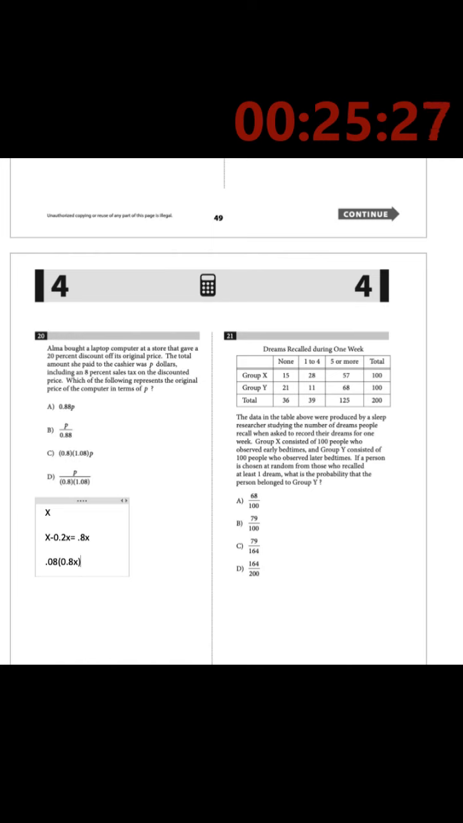And Alman paid the cashier the sum of the discounted price and the tax, which is this plus 0.8x, equals P. And if you simplify this, if you write this in terms of x, then you would have P over 0.8 times 1.08. Therefore, the answer must be D.